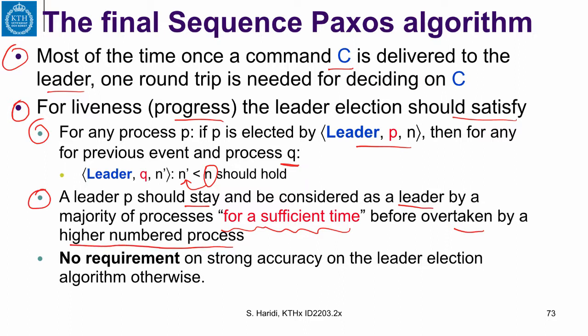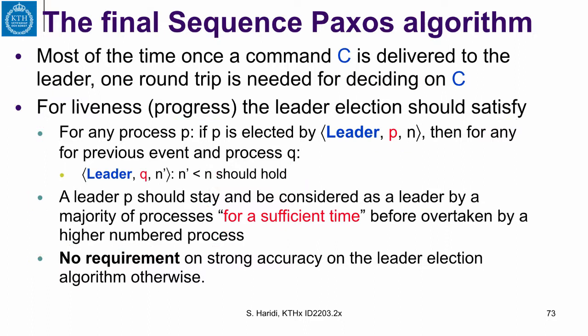This is basically saying that the network is stable for some period of time. Otherwise, there is no requirement, again, on strong accuracy in the leader election algorithm. This is the requirement that we have. We have finished this lecture.